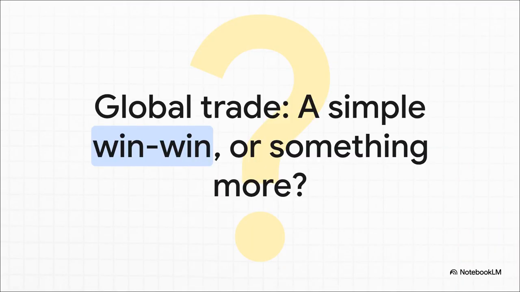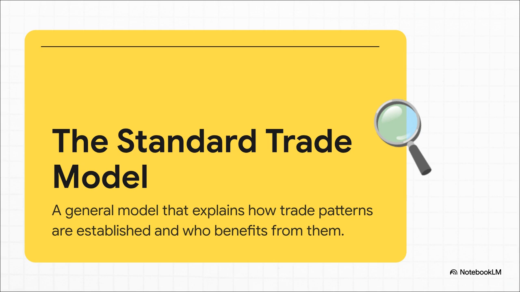You've probably heard the story that global trade is a simple win-win for everybody. But the reality is, it's a lot more complicated than that. To really get our heads around it, we need a specific kind of economic toolkit, and that toolkit is called the Standard Trade Model. Now, I know, it sounds a little academic, right? But honestly, just think of it as the master key that unlocks all the secrets of global trade. It helps us understand not just what countries are trading, but why they're trading it, and, most importantly, who's getting the biggest piece of the pie.